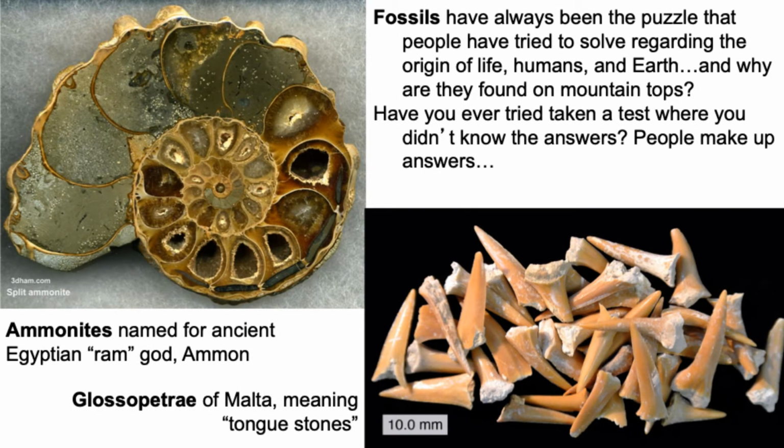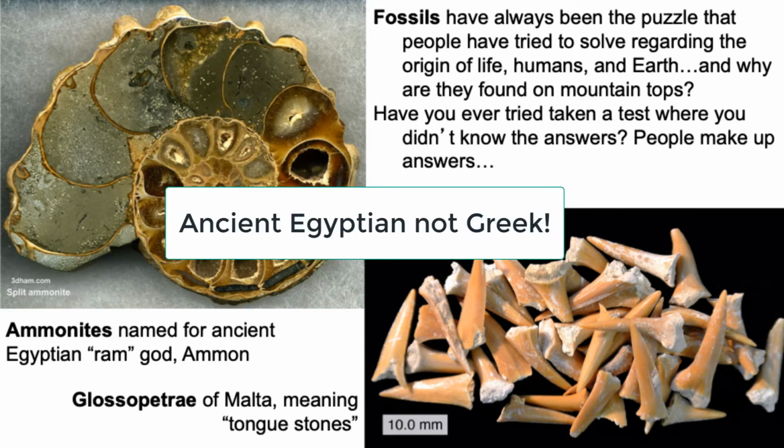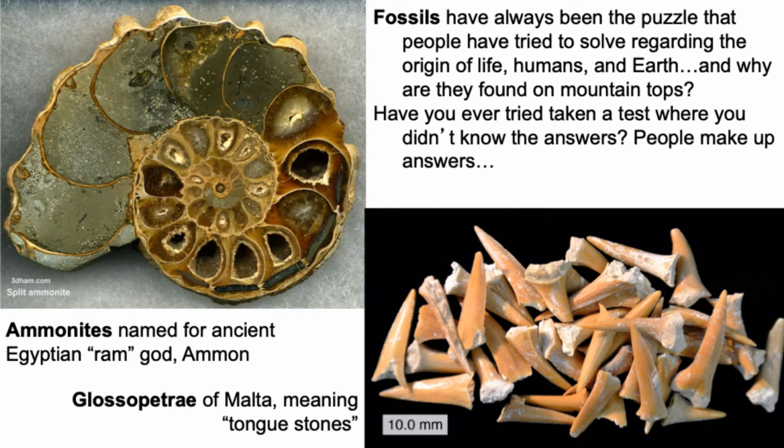So the ammonites on the upper left here, that's named after the god Ammon from the ancient Greeks. He was the ram god, if you will. And on the right-hand side, you can tell what they are immediately, right? You say they're shark teeth, but nobody knew what they were back even in the Middle Ages. That became controversial, in fact.